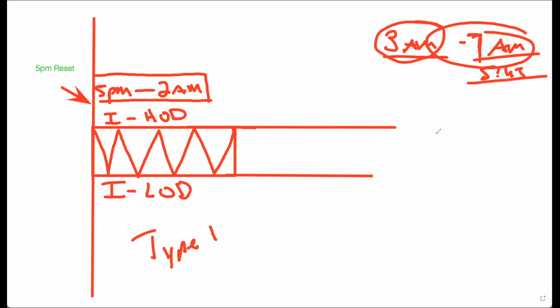Now, because every day is different, you might get a setup at 3:30 in the morning. This here might set up at 3:30 in the morning some days. Some days it may set up at 4:30 in the morning.